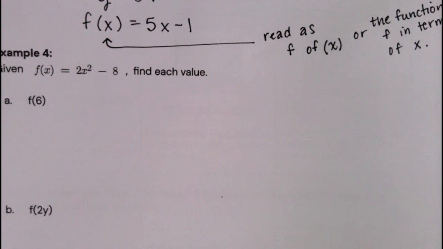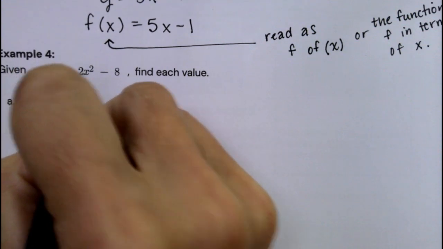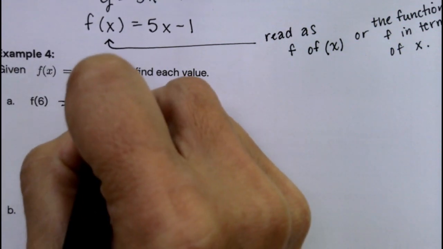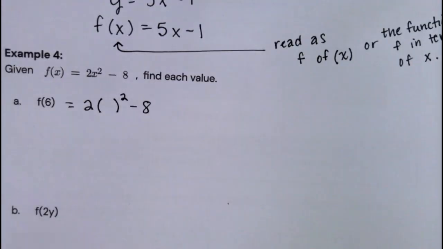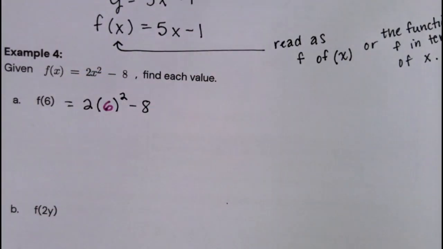Put 6 in where the x is. I'm asking you to take the function f and evaluate it for an input of 6. So you're just going to take that equation, and everywhere we see an x, we're going to put a 6. This one only has x in one place, so I'm only going to plug it into one place. If it had x in multiple places, I'd plug it in multiple places.